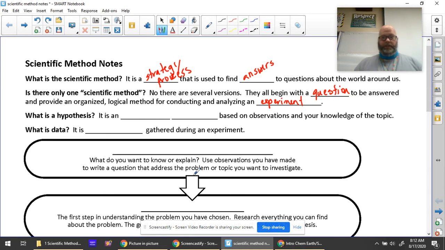Now, during the process of a scientific method, as you saw in the video earlier, there's going to be eventually some kind of a hypothesis. And a hypothesis is an educated guess. So you can see I've got two lines there. You don't have to worry about having two blanks. You just put an educated guess into the one blank, or a prediction.